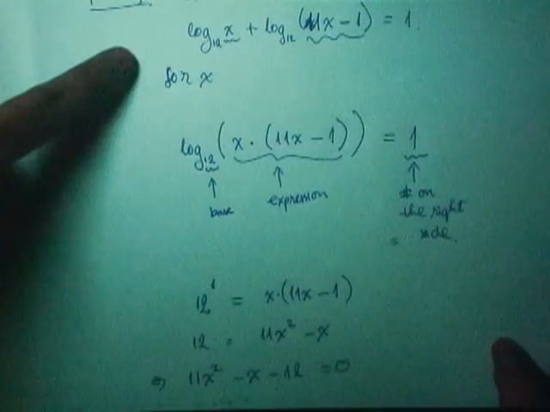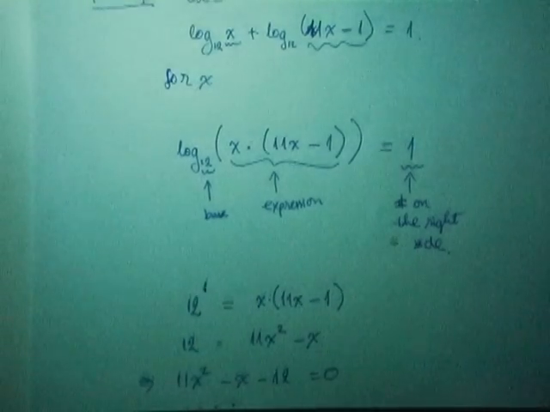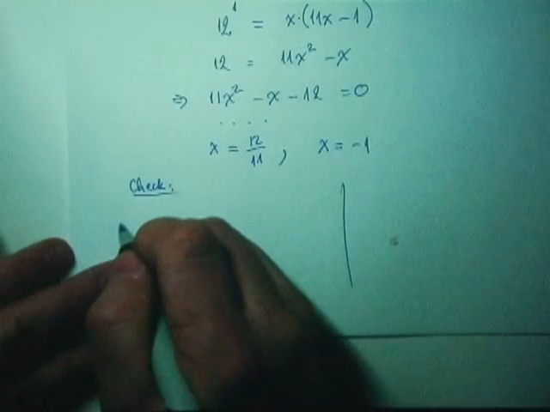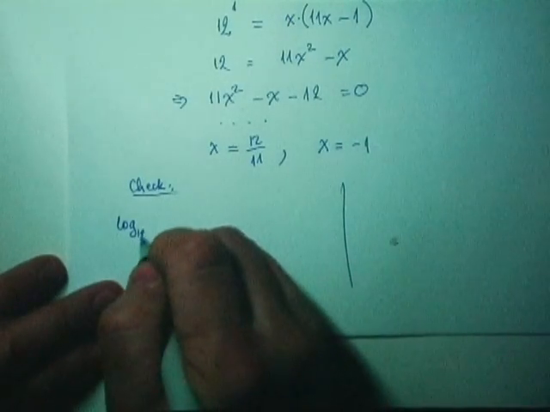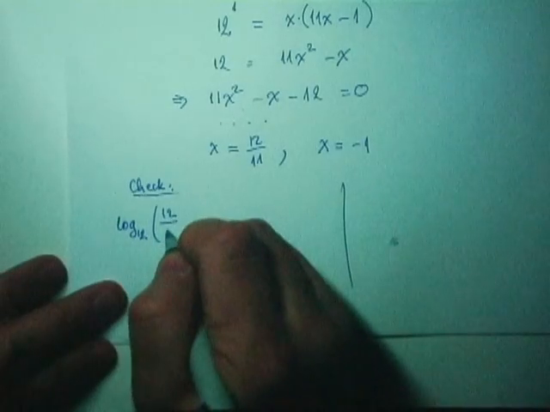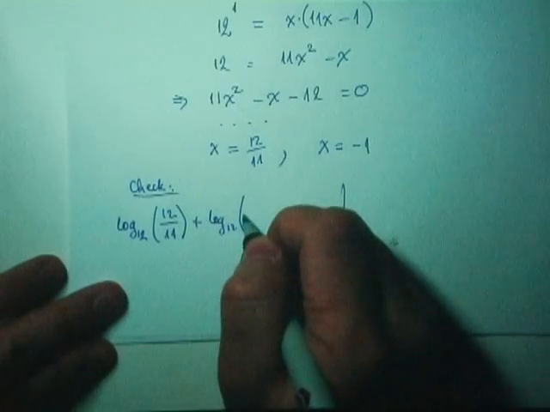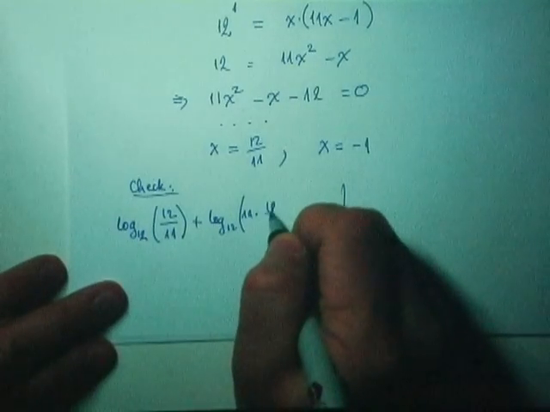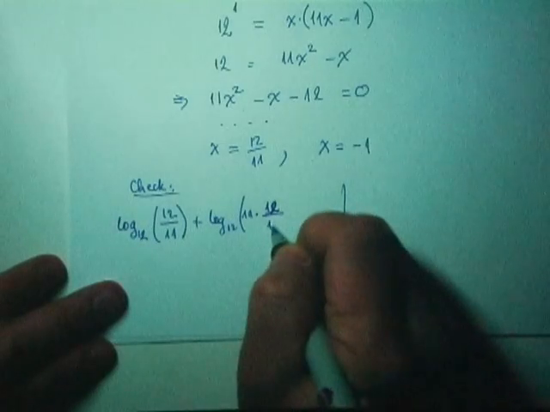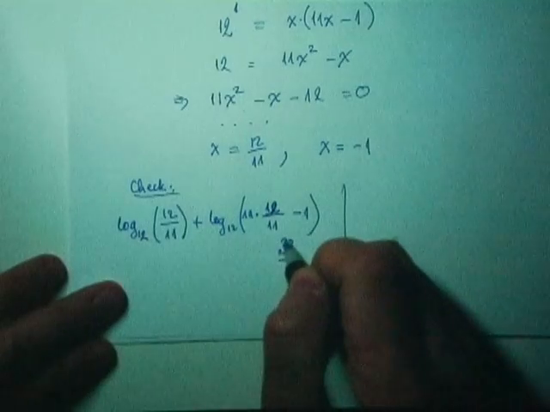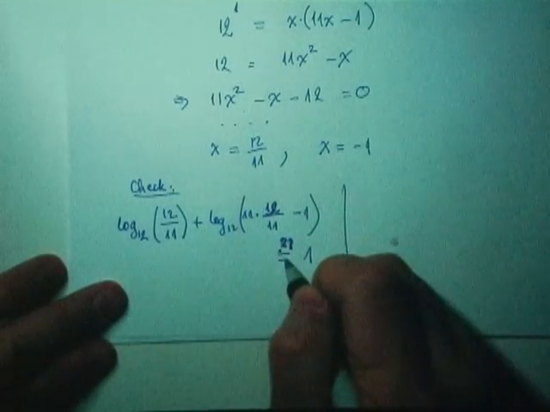You're going to go back to your starting equation and plug in the first answer that you found, 12 over 11. Plug that into the equation and find out if the two sides are actually going to equal each other. So what I have here is log base 12 of 12 over 11, plus log base 12 of 11 times 12 over 11 minus 1. Is this going to equal 1?